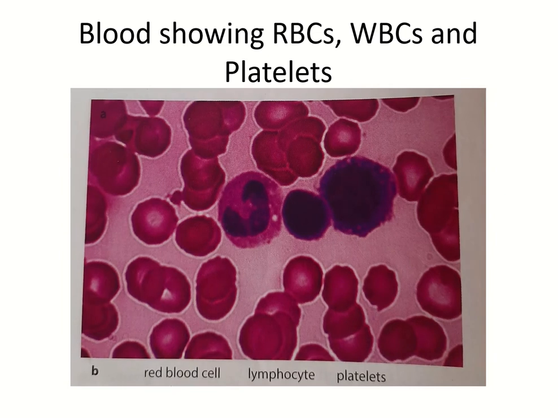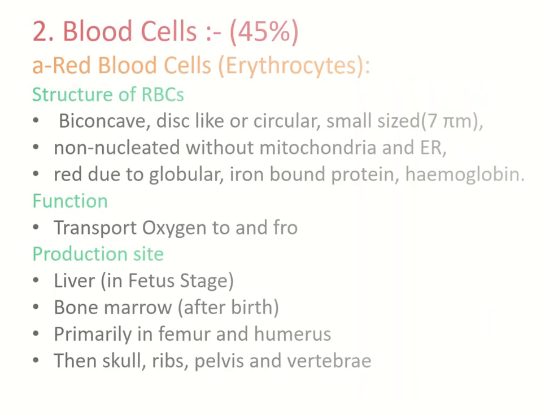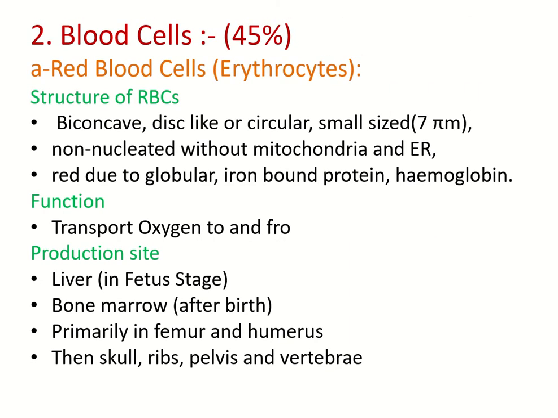Now this picture shows the RBCs, WBCs and platelets. The RBCs are smaller in size while WBCs are larger in size. As I already told you, the blood cells are 45%. Three types of blood cells are found.